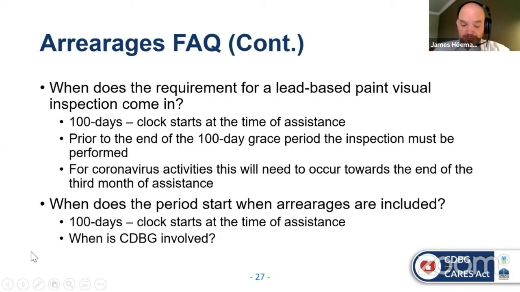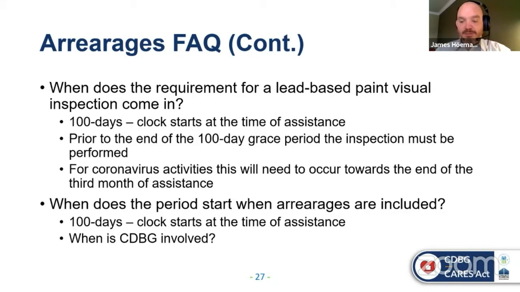So, lead-based paint. We spent a lot of time working with our lead-based paint Healthy Homes office discussing this. When exactly does that 100-day clock start? That's because we're dealing with arrearages here. It is easy if we go back to the 4 months: if you're going to pay 4 months of arrearages, they're already in the 100 days.